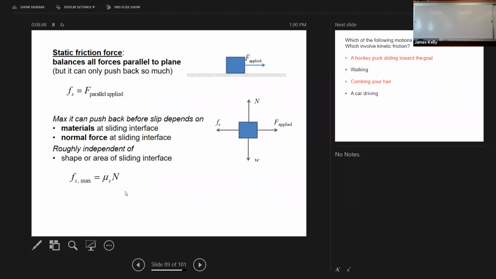Mu static, again, the coefficient of static friction, depends on the materials at the sliding interface. And it also depends on the normal force, F sub n, or I just wrote it as n here. Okay? So let's see how to apply those.